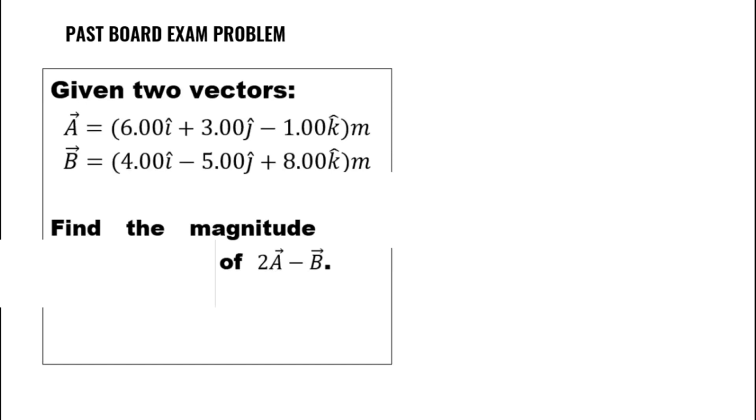So in this next problem, guys, we have here given two vectors a and b. So for a, you have your 6i plus 3j minus k. And for vector b, you have 4i minus 5j plus 8k. So here, guys, ang hinahanap natin is the magnitude of 2 vector a minus vector b. So punta tayo, guys, ng calculator.